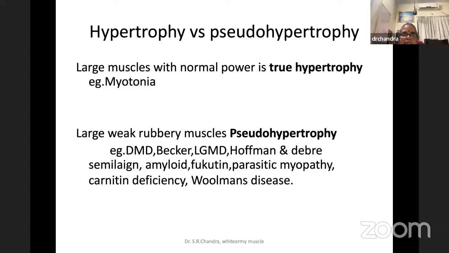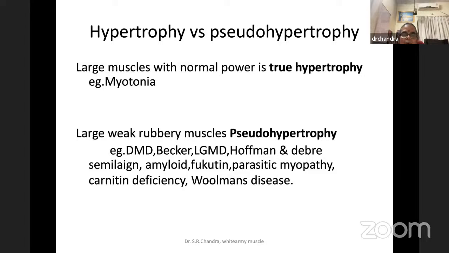So these muscles feel rubbery. They don't feel stony hard like the Herculean muscles built by bodybuilders. Whereas these muscles look rubbery because of the connective tissue. So this is seen in Duchenne muscular dystrophy, Becker's, LGMD, Hoffman syndrome and Debre-Semelaigne. Hoffman is hypothyroidism in the adult. Debre-Semelaigne is cretinism, in children with hypothyroidism. It is called Kocher-Debre-Semelaigne, where the paraspinal muscles hypertrophy.